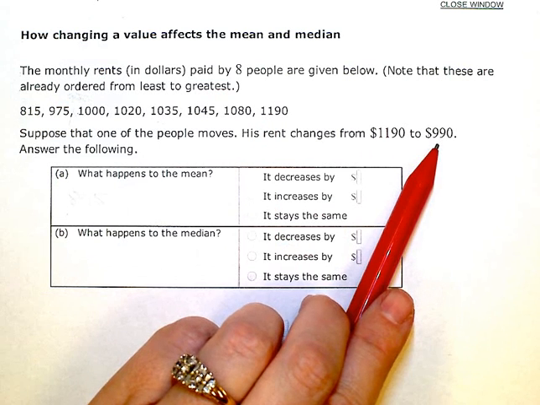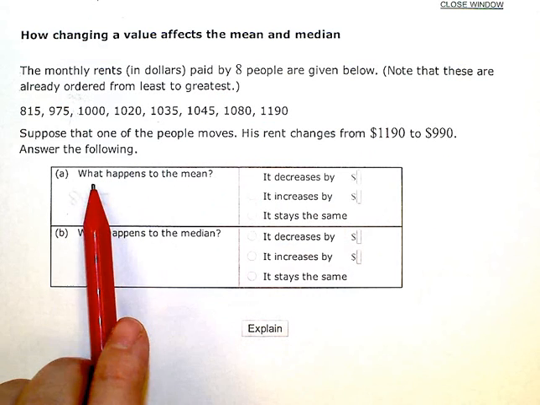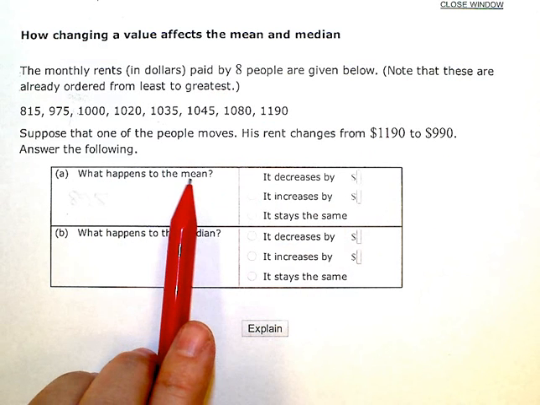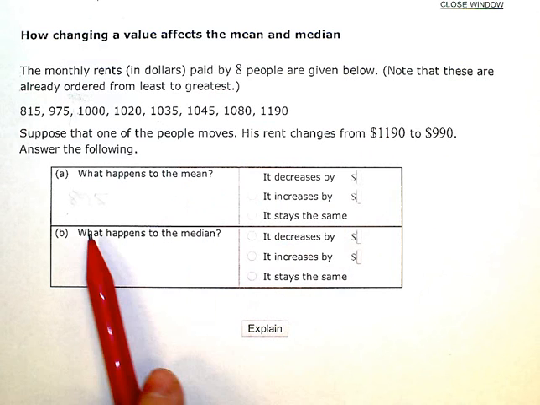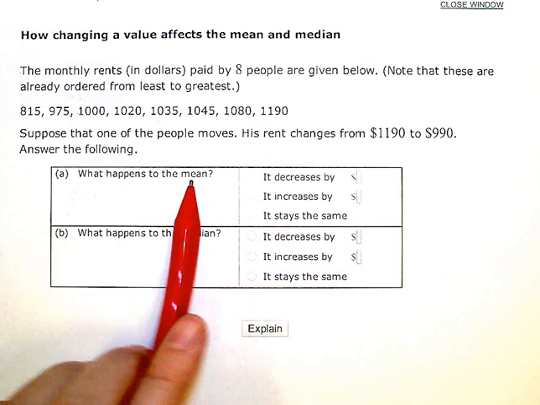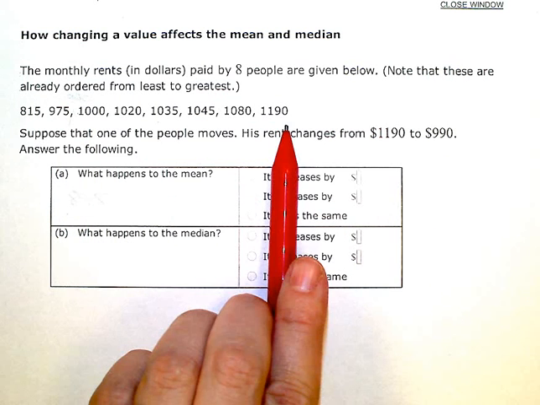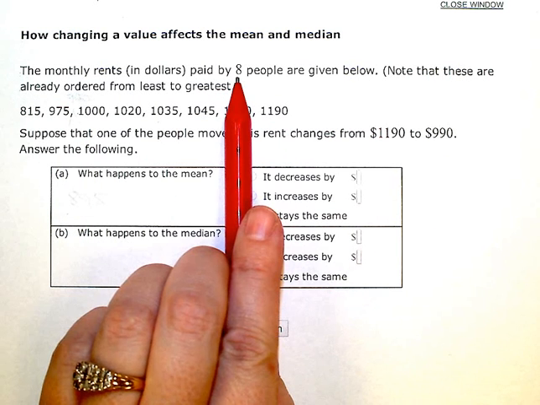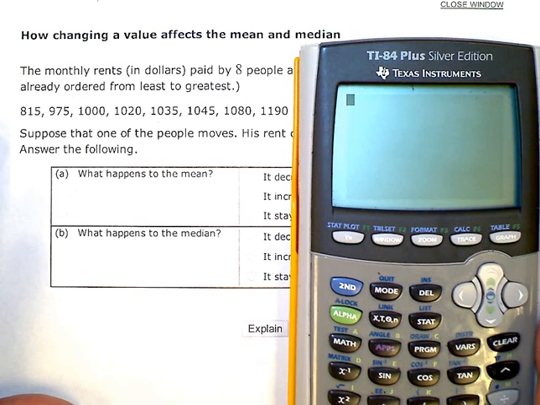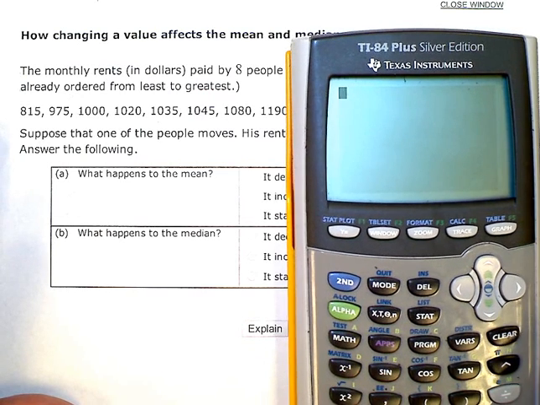Okay? Answer the following. So we want to know what happens to the mean when that one data point, that one rent, changes, and what happens to the median. Now, the mean is found by adding up all of our numbers and then dividing by 8, the number of data points that we have. So I'm going to go ahead and make that calculation.